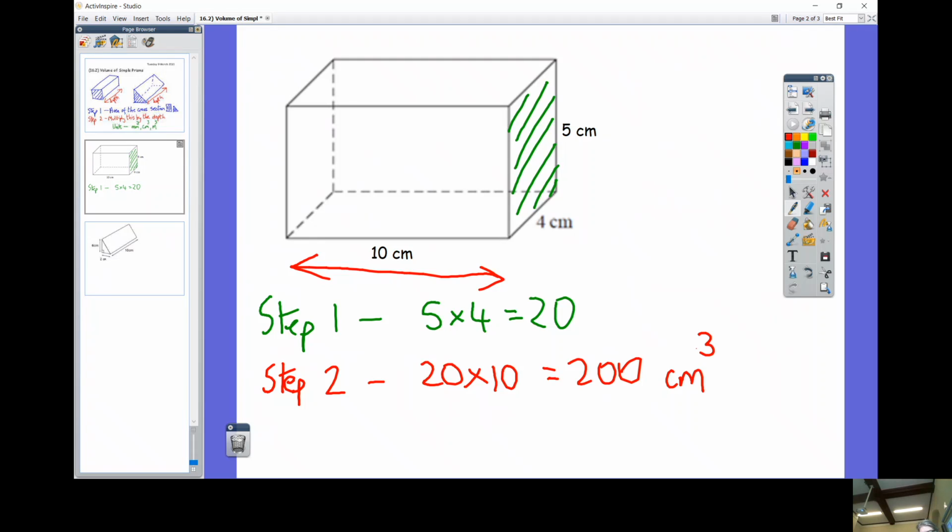So two steps. I've worked out the area of the end bit. Now, I could have made the front bit my end bit. That would have been fine. And then I'd have multiplied it by the depth, which is 4. Right. Second example. Again, I can come back if you want a bit more time.